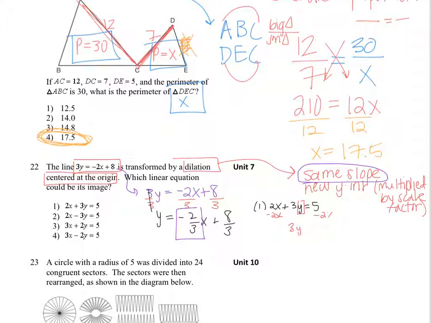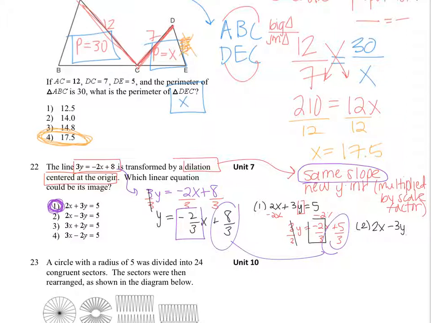We have 3y equals negative 2x plus 5. Divide by 3. And when I cancel, I notice that I have a negative 2/3 x. That's exactly what I wanted, with a brand new y-intercept that changed by some scale factor, which we're unaware of. We don't know what the scale factor is. So I am going to choose choice 1, but I would still like to look with you at, say, choice 2, so you can understand why it might not be choice 2.